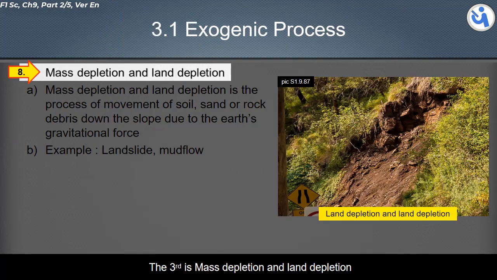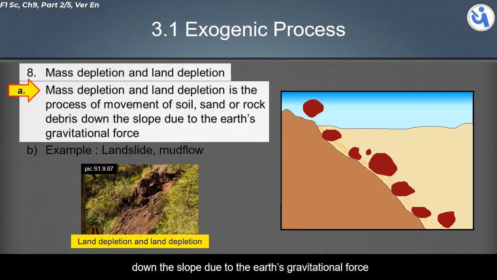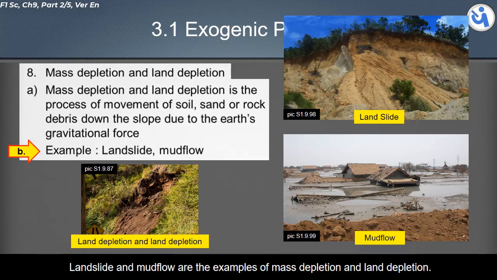The third is mass depletion and land depletion. Mass depletion and land depletion is the process of movement of soil, sand, or rock debris down the slope due to the Earth's gravitational force. Landslides and mud flows are examples of mass depletion and land depletion.